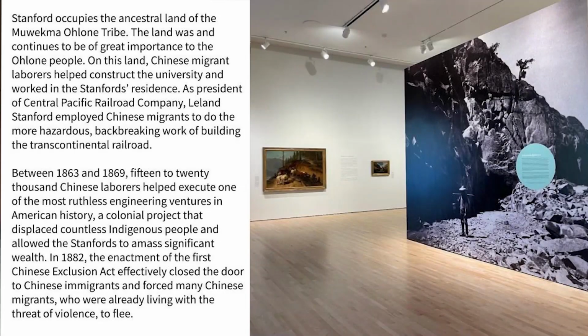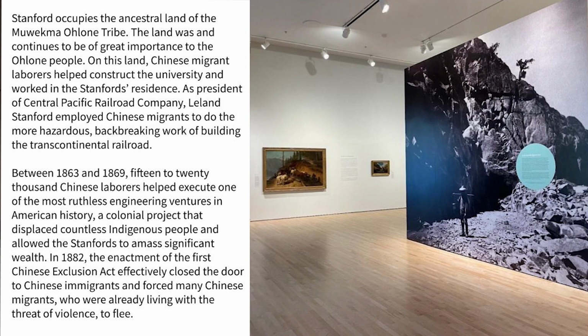But before I continue on, I'd like to begin with a land acknowledgement. The one I read is not Stanford's standard land acknowledgement, but was developed by Elisa and Marcy to further acknowledge the interconnected histories of land and labor, displacement and immigration, and United States colonialism. Stanford occupies the ancestral land of the Muwekma Ohlone tribe. The land was and continues to be of great importance to the Ohlone people.